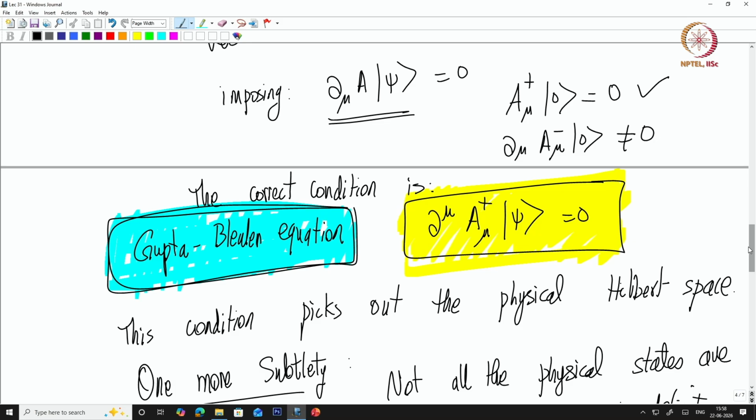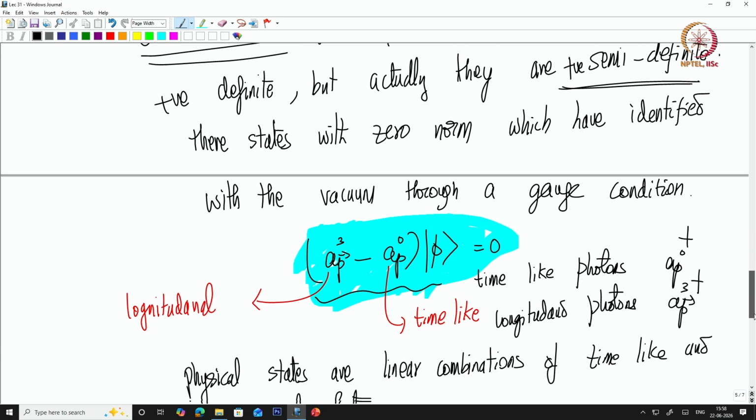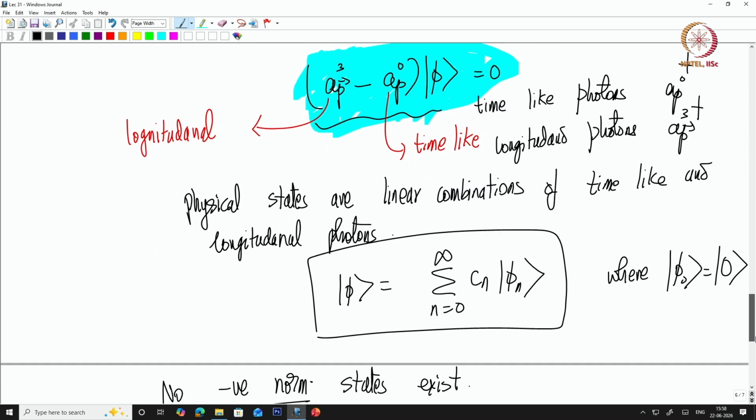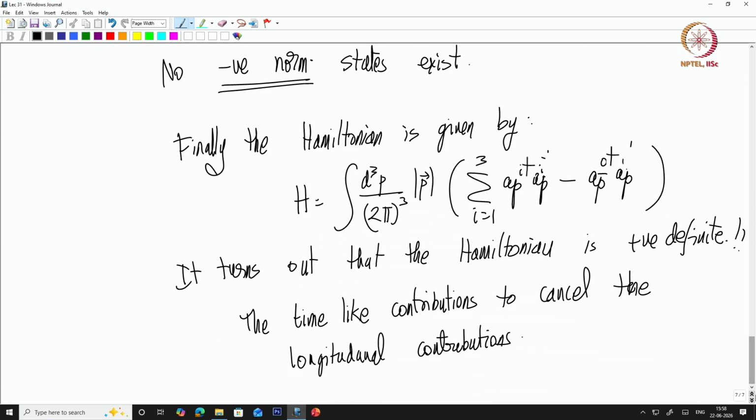It also takes out all the contributions coming from the negative norm states, the time-like states, to the Hamiltonian and equates it to the longitudinal states' contribution, so they cancel out. So it makes the total Hamiltonian positive definite. Yes, there are some zero norm states, but they do not really impact, because they can be shown to be equated to the vacuum through the gauge condition essentially.